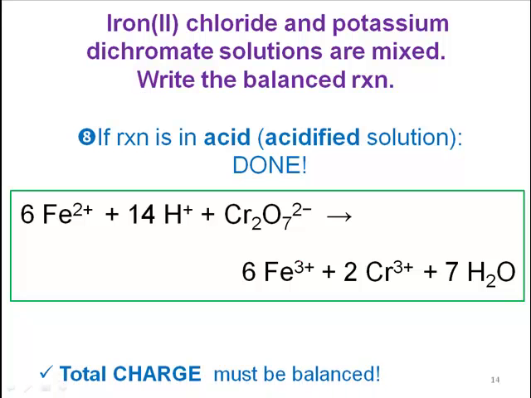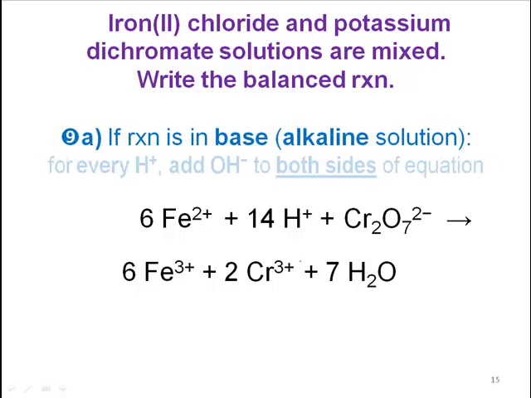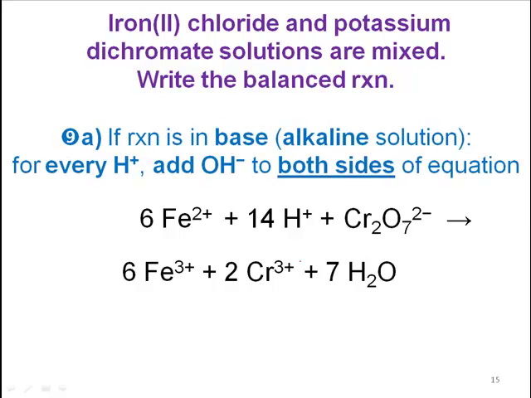So, total charge must be balanced on each side. And for you to be completely done with this on step 8, if the reaction is in a base, an alkaline solution, for every H plus you have to add OH minus to both sides of the equation. Both sides.